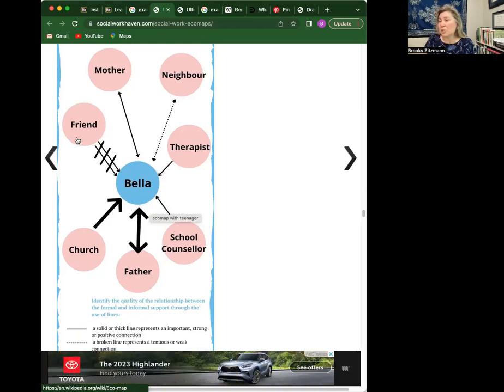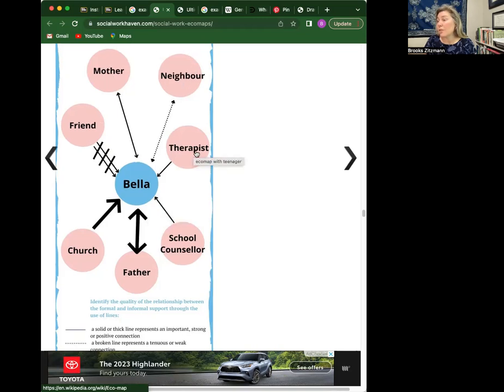We see that she has primary relationships with a friend, with her mother, a neighbor, a therapist, her school counselor, and her father. Those are individuals. Church is listed as a collective, an institutional organization of membership.